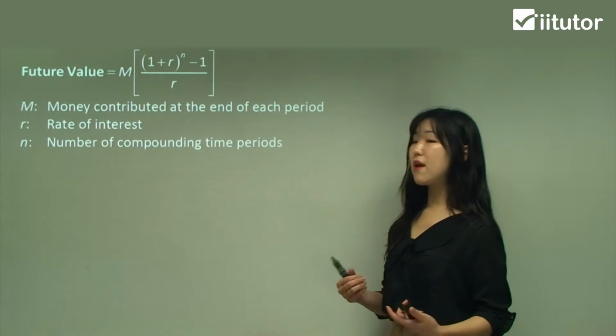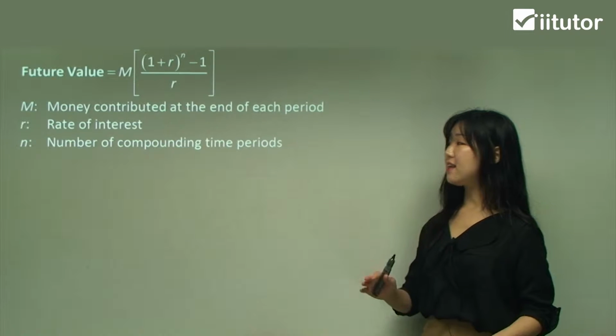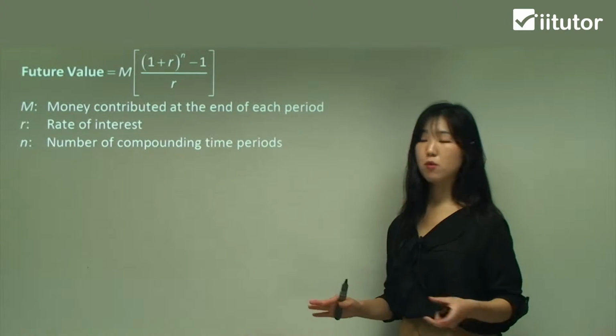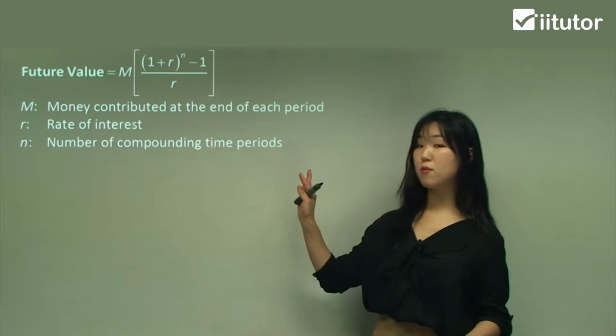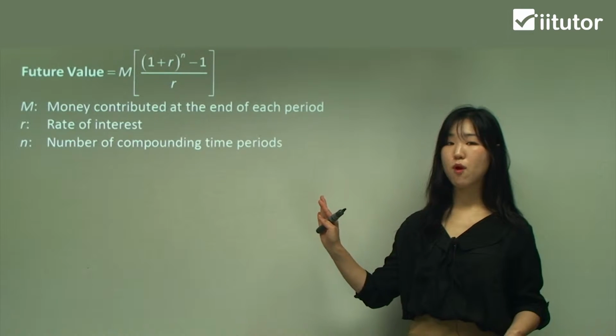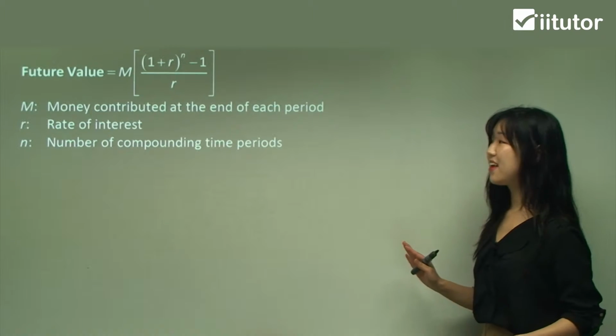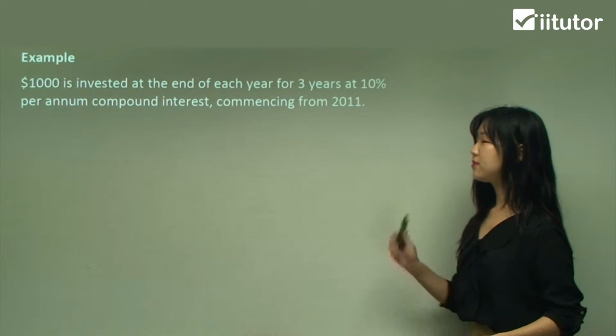Now R is the rate of the interest and N is the number of compounding time periods. So you probably should be familiar with R and N. So that's the formula, guys. Try to write it down somewhere and get familiar with it, because that's what we're going to be using for the next few questions. So let's start with an example.